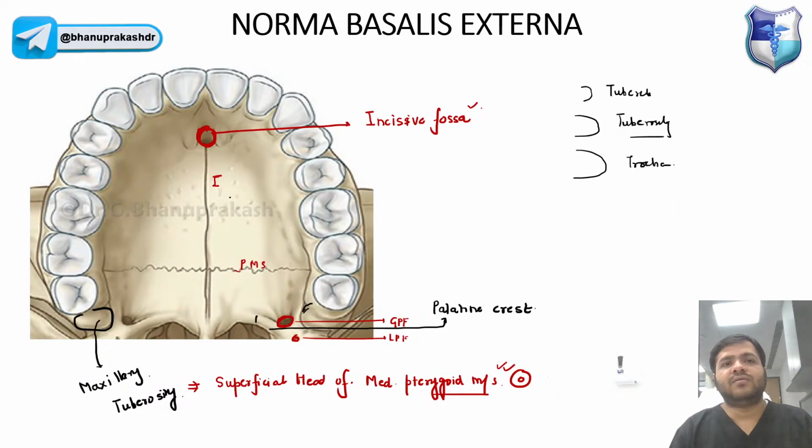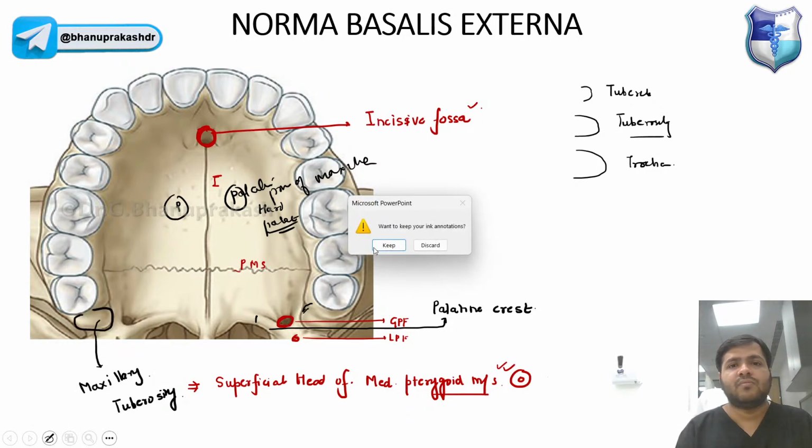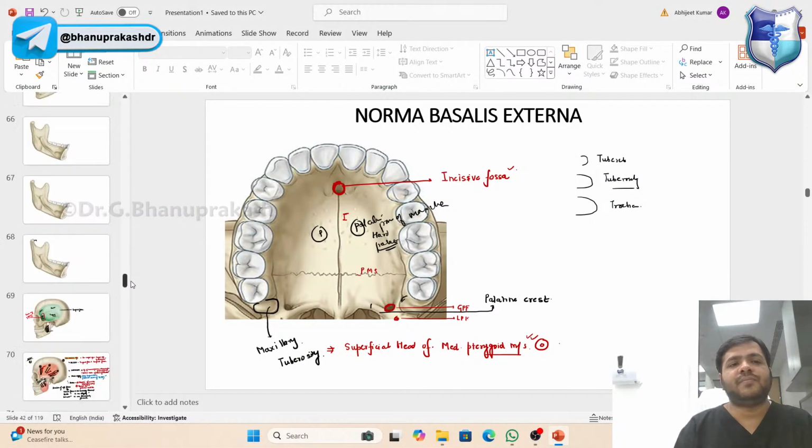This is the palatine process of the maxilla. This forms the hard palate. This is something which is forming the hard palate, right? So this is the palatine process of the maxilla. Let me just go into the front.